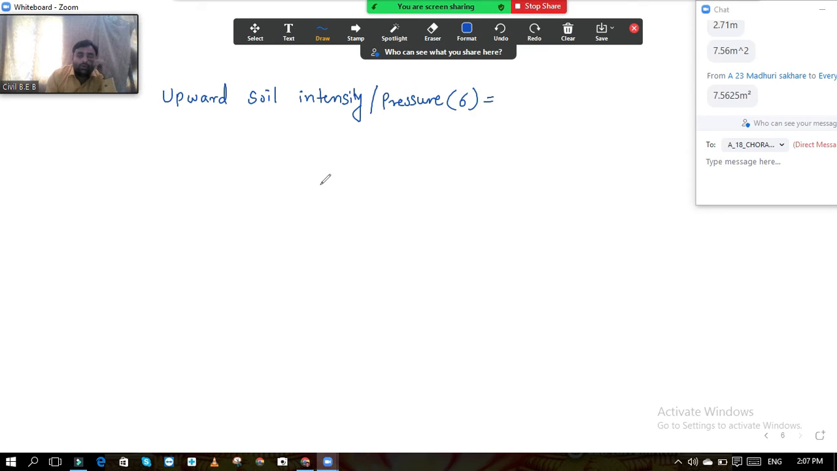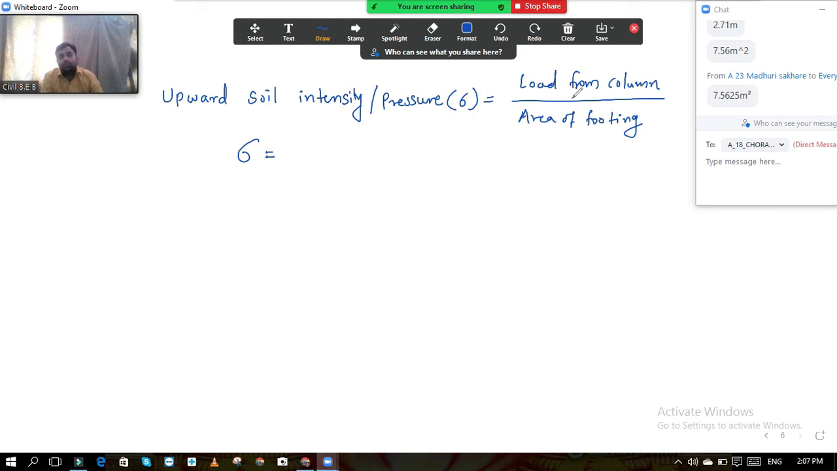Okay, so now for pressure, the same formula will be there. How do we calculate the stress? Stress is equal to load upon area. So the same thing is over here. It is load from column divided by area of footing.